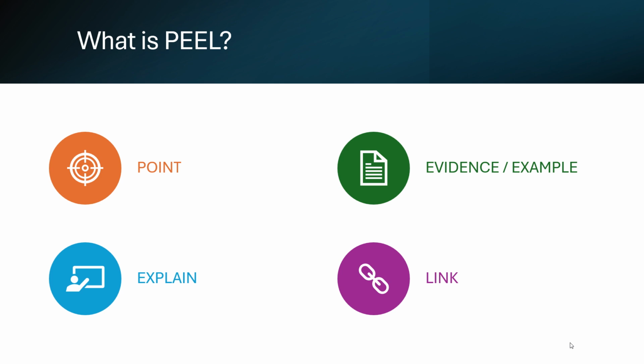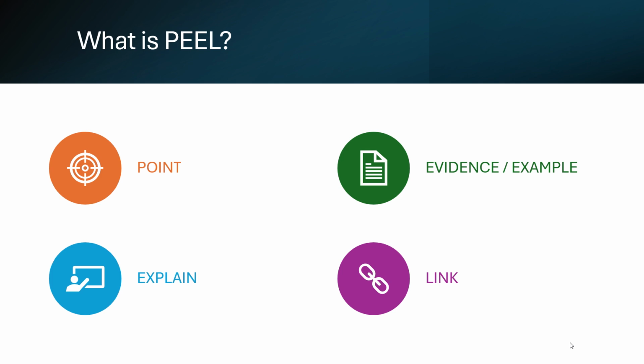So it basically makes up these four parts. Our first bit is point. Your point is where you introduce what you're saying. So, for example, say it's an agree or disagree question. Your point would be that you agree or that you disagree.